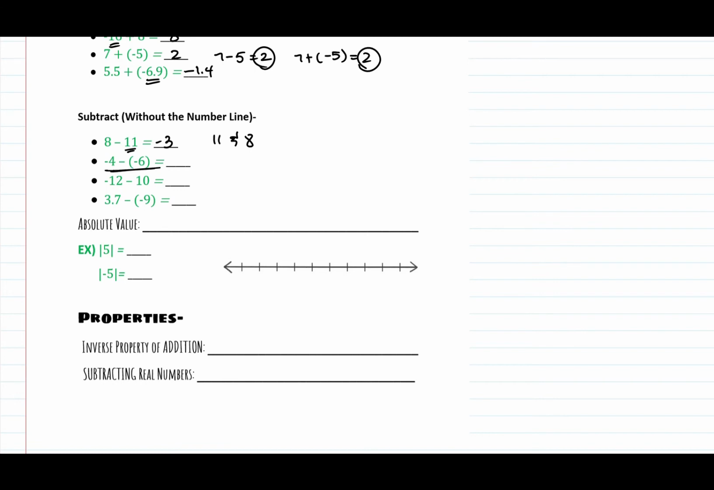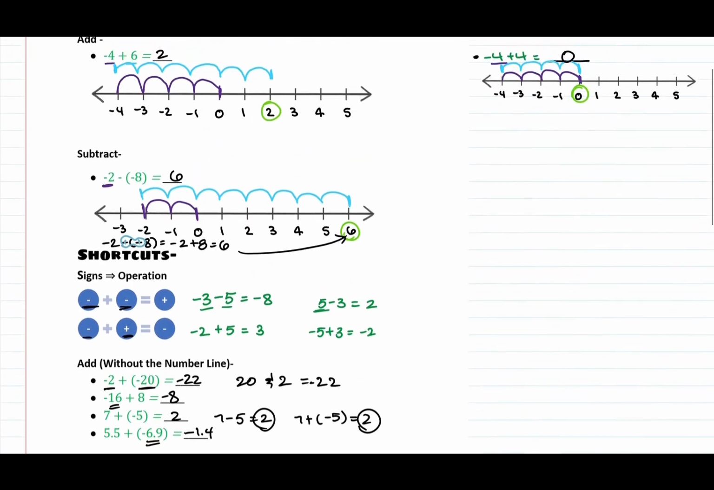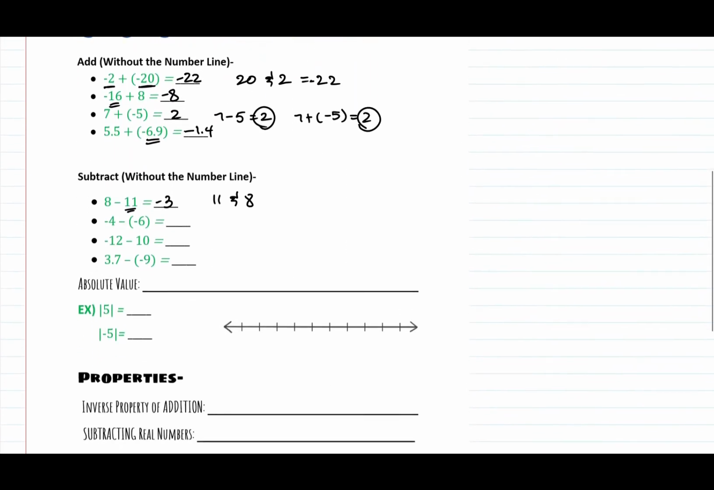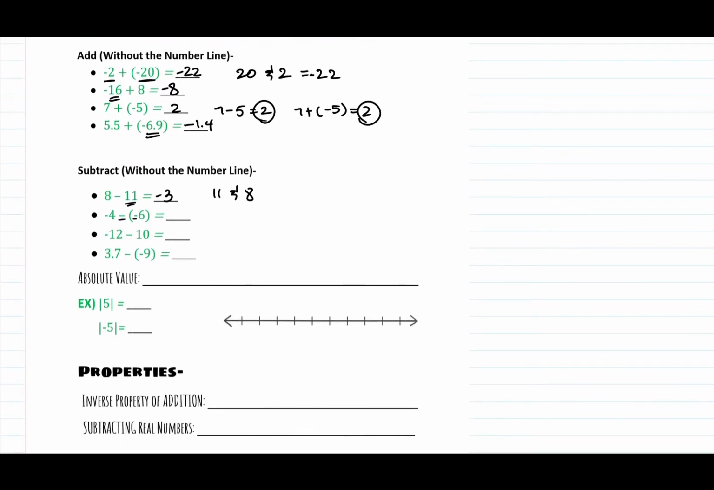Now, we were introduced to this problem over here, and that's where we talked about the positive peanut and how if there are two negative signs next to each other, then we would just turn that into a plus sign.